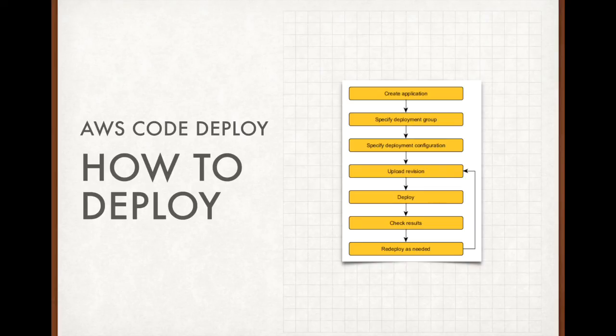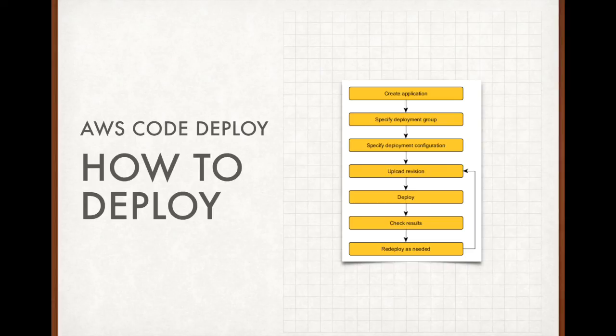The fifth step is to actually deploy your revision. This is basically you just pushing it out to whatever groups you specified earlier, and this is where the testing actually happens. Next, you check the results of the tests.